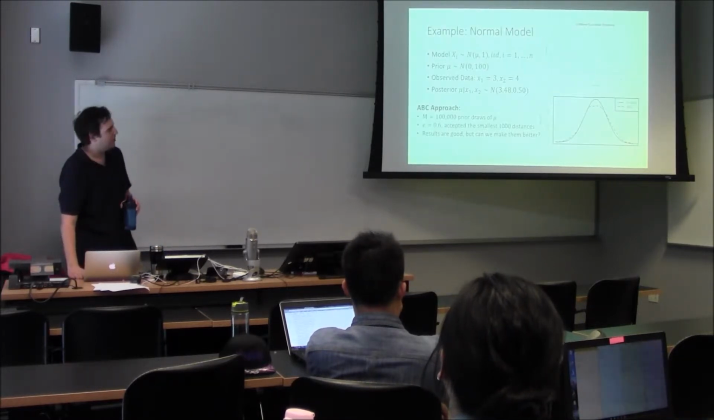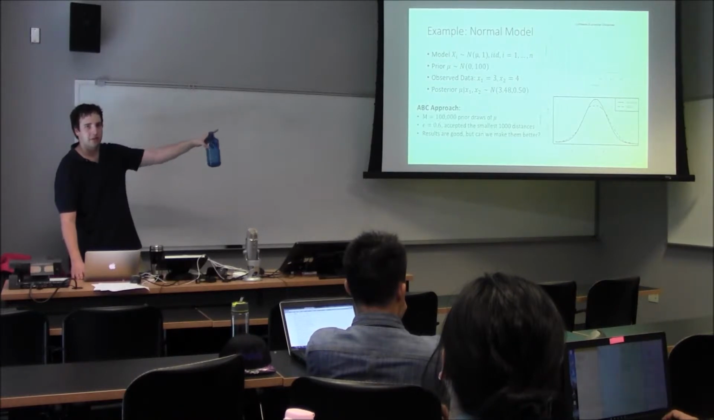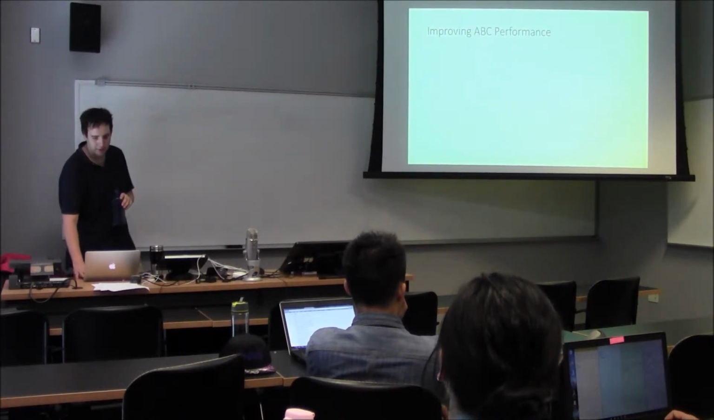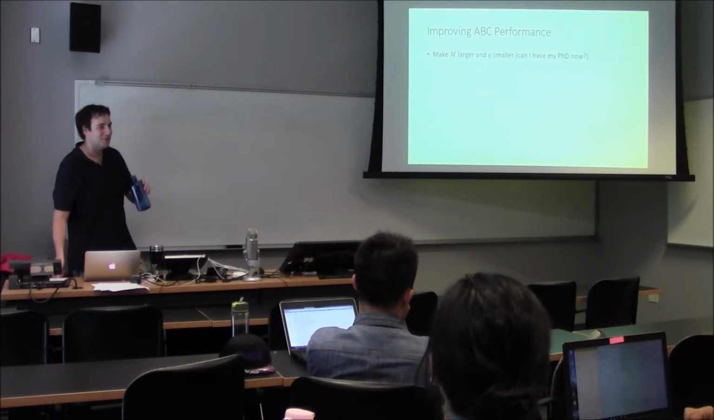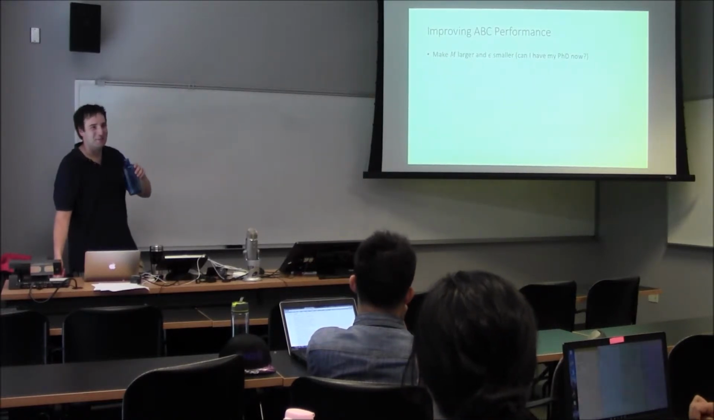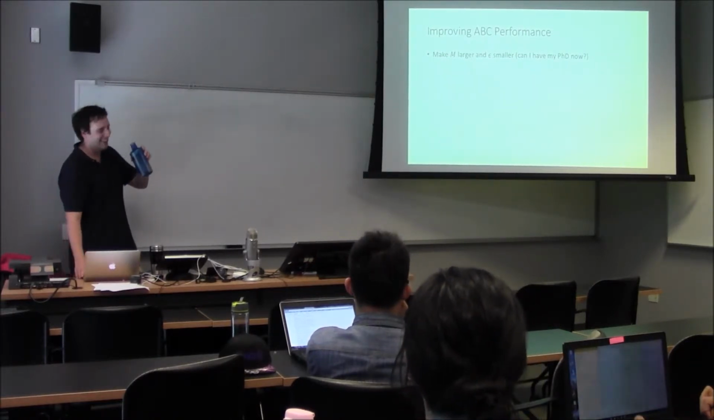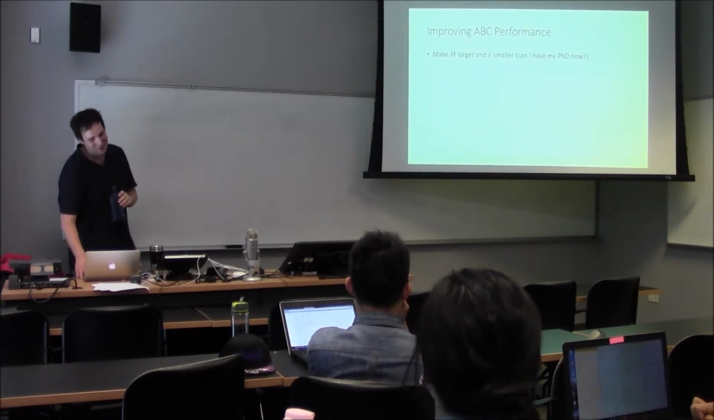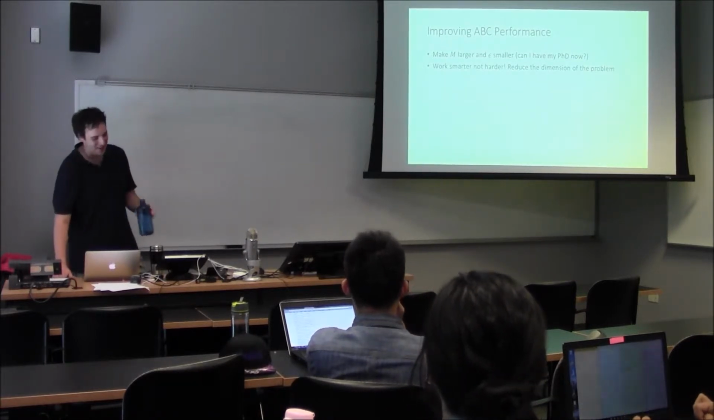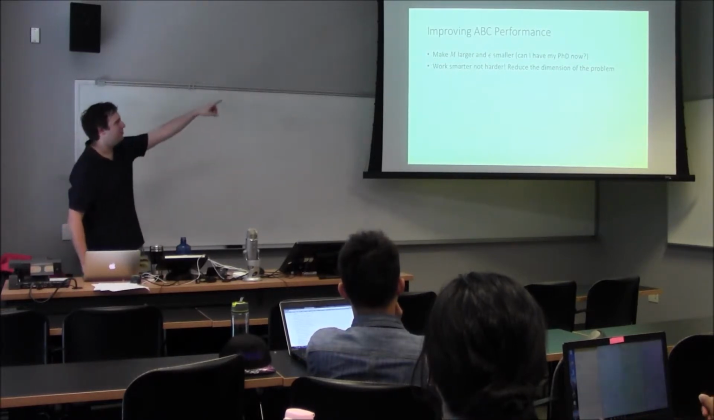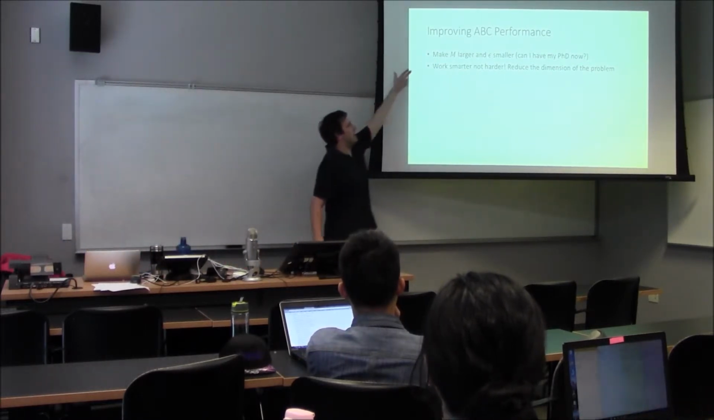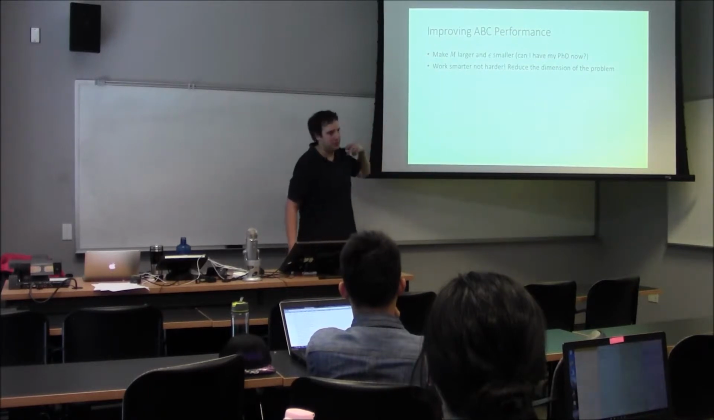Okay, but we can do a little bit better than this. We can improve the performance. Basically, one is you could make M larger and epsilon smaller. That's my contribution. Unfortunately, that's already been published, so I can't have my PhD. So the key is to work smarter, not harder, because if you do these two, you're going to have to do way more computation, more simulation.